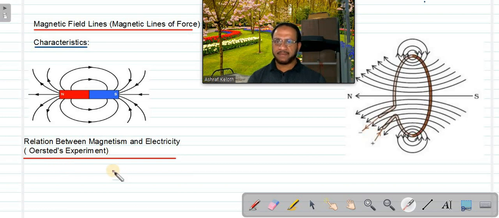The next topic is relation between magnetism and electricity and Oersted's experiment. In the beginning, it was believed that electricity and magnetism are two different phenomena. Okay? But accidental discovery. Oersted was demonstrating a simple experiment to his students in a lab.